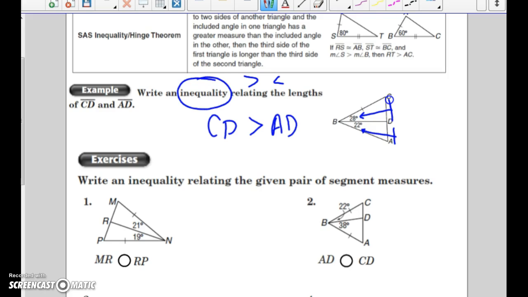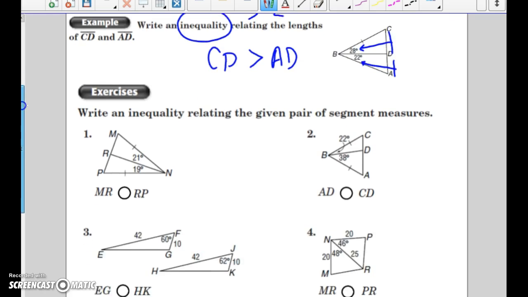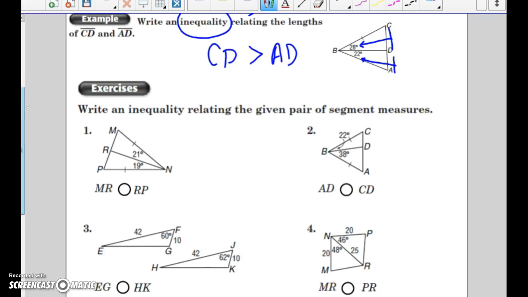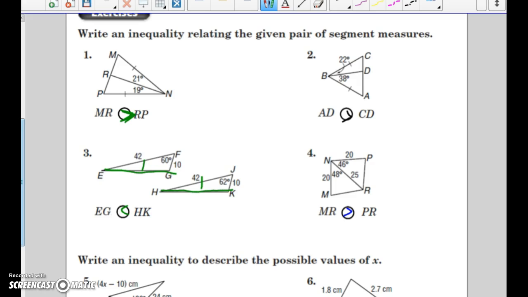So I want you to look at 1, 2, 3, and 4. I want you to try 1, 2, 3, and 4, and we're going to come right back to it and see what you decided. Good, so I'm comparing MR, which is across from 21 degrees, and RP, which is across from 19 degrees. So 21 is bigger than 19?